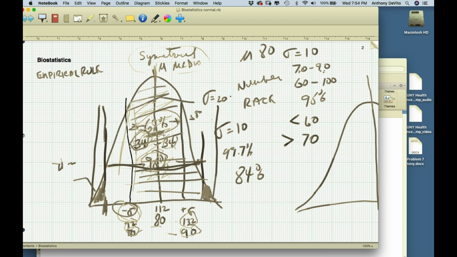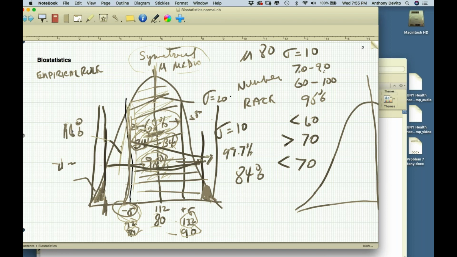Well, this is 34%. And if this is 34%, and I ask you what percentage is less than 70, that should be pretty easy to do, because I know that if this part above 70 is 84%, then this part below has to be 16%.